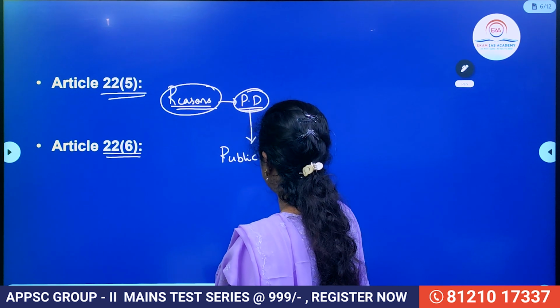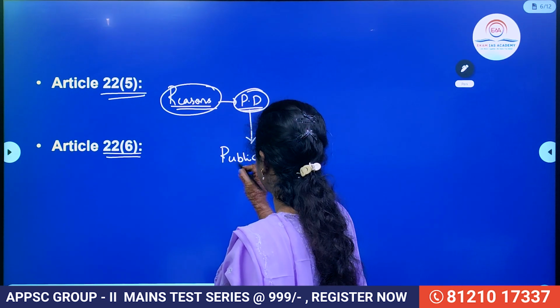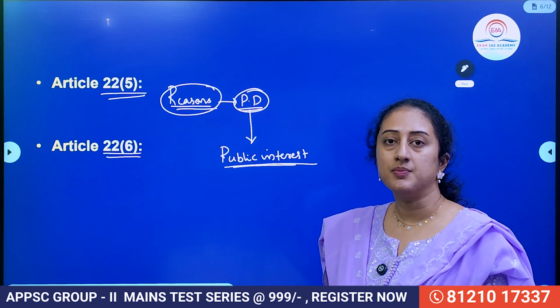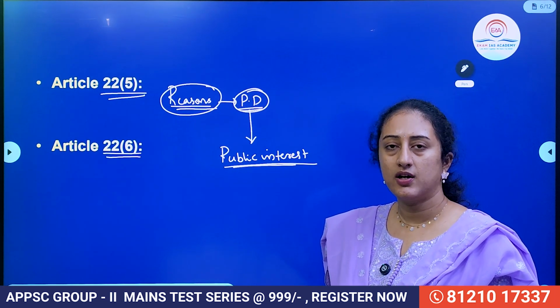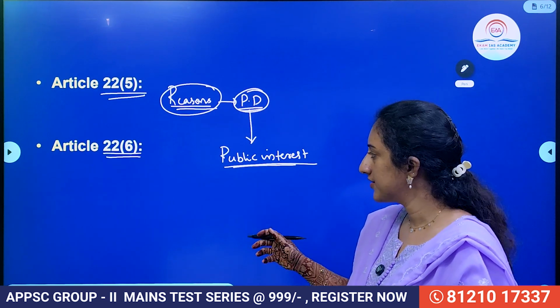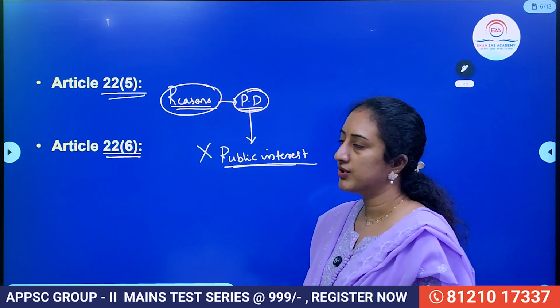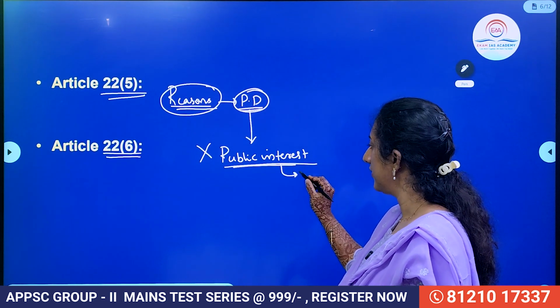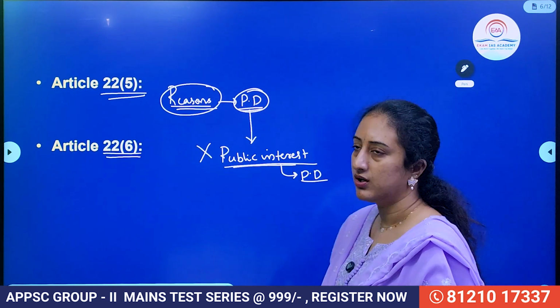For example, if a person is arrested on the grounds of terrorism, then the reasons behind his arrest can create fear and anxiety among the public, or it may endanger national security also. In that situation, it is not mandatory to disclose the grounds of arrest. This is an exception which is applied for preventive detention related provisions.